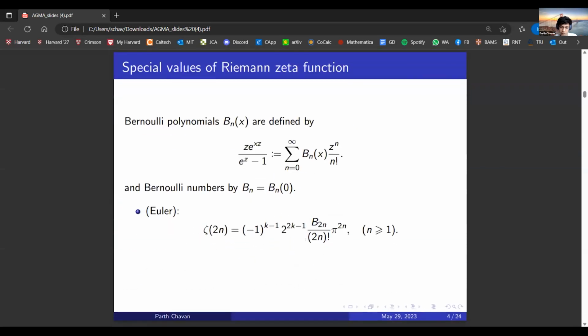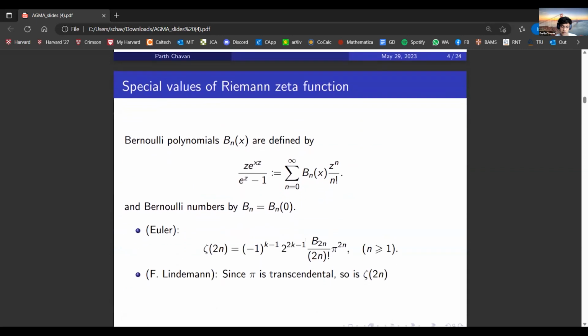Euler proved in the 18th century that the value of zeta of 2n is this expression, which was also related to the famous Basel problem. He evaluated this expression by considering the power series expansion of sine x by x. Well, this also proves that the Riemann zeta function at even arguments is transcendental since pi is transcendental.